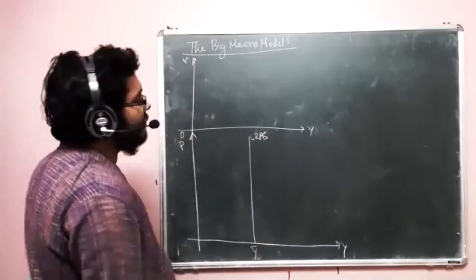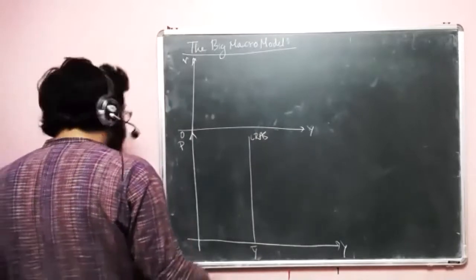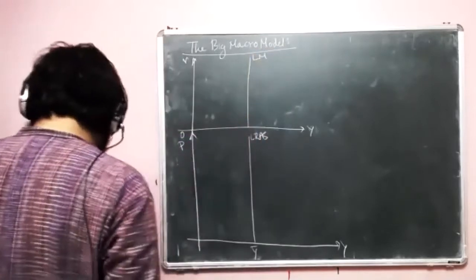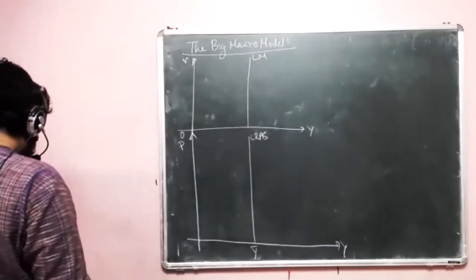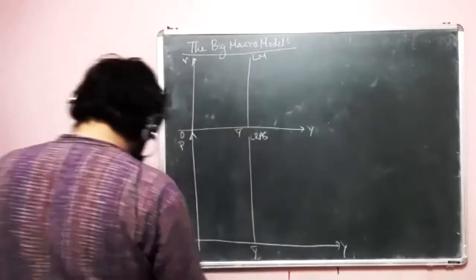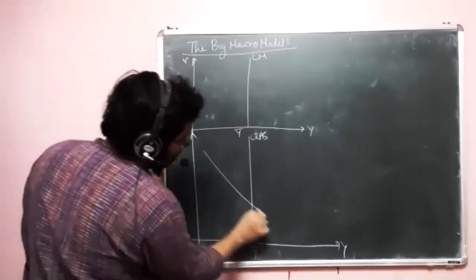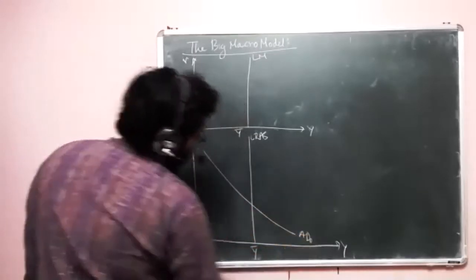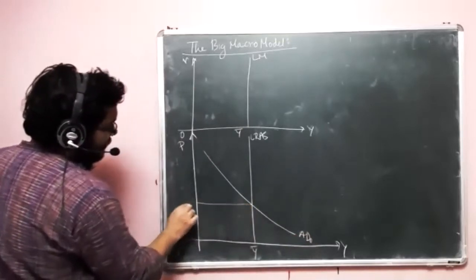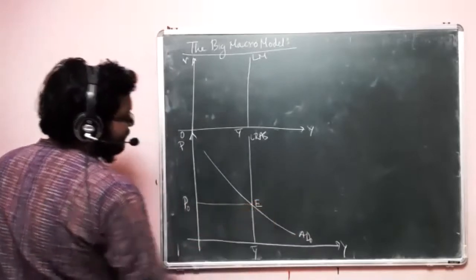And if we want to draw the LM curve, then the classical LM curve is essentially vertical. So that we have seen. And obviously this will also correspond to Y bar. Now let us first draw here AD. And this is my, sorry, P naught E.